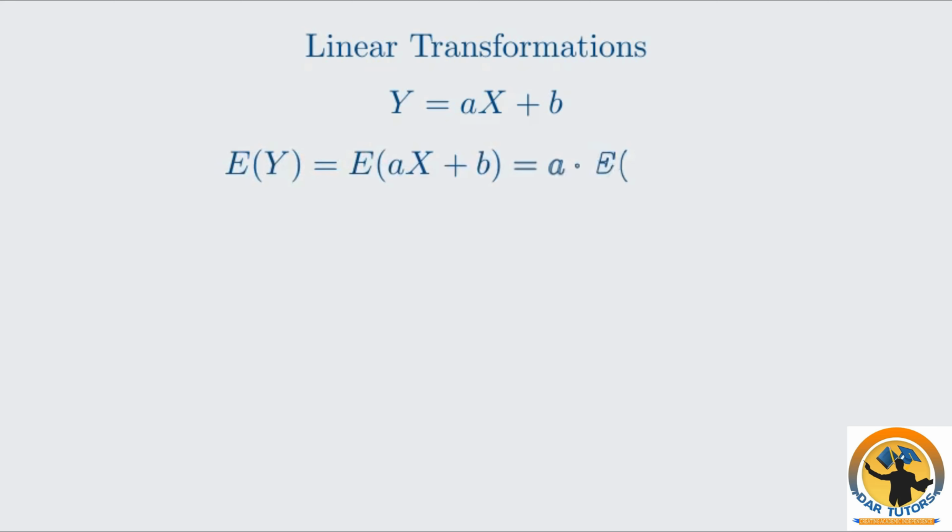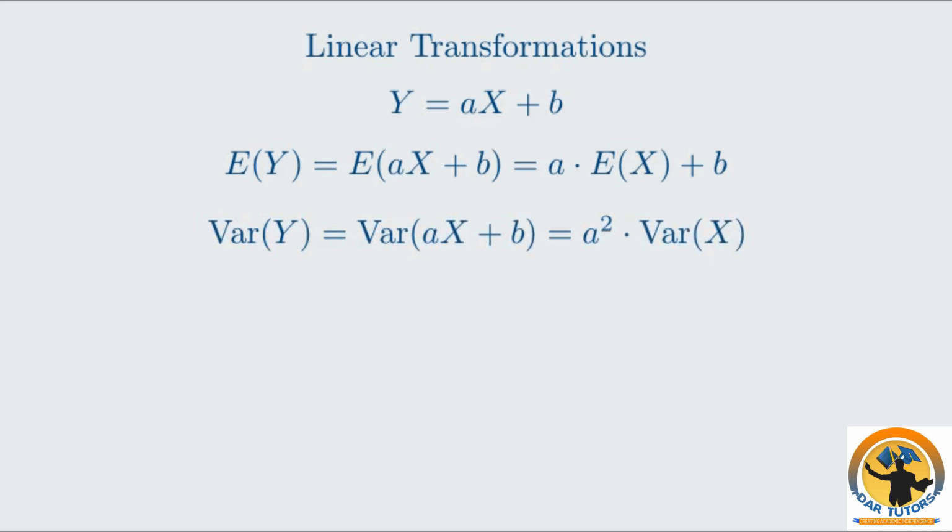The rule for the expected value is that the expected value of Y is a times the expected value of X plus b. This is a very intuitive result. If you double your expected score and add 5 points, your new expected score will reflect that change. The rule for the variance is a bit less intuitive at first. The variance of Y is a squared times the variance of X. The additive constant b has no effect on the spread of the data.